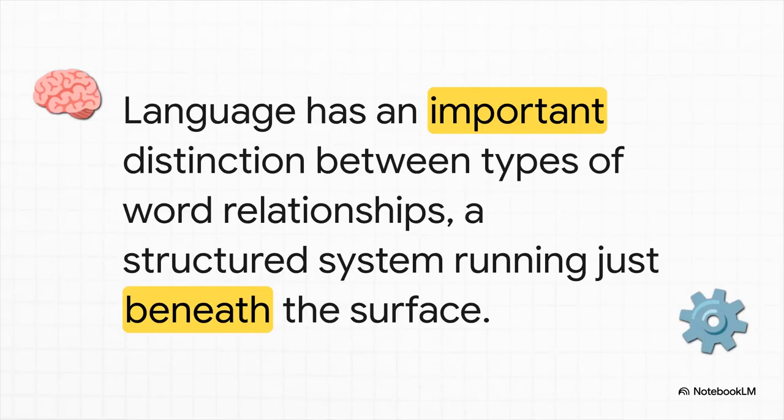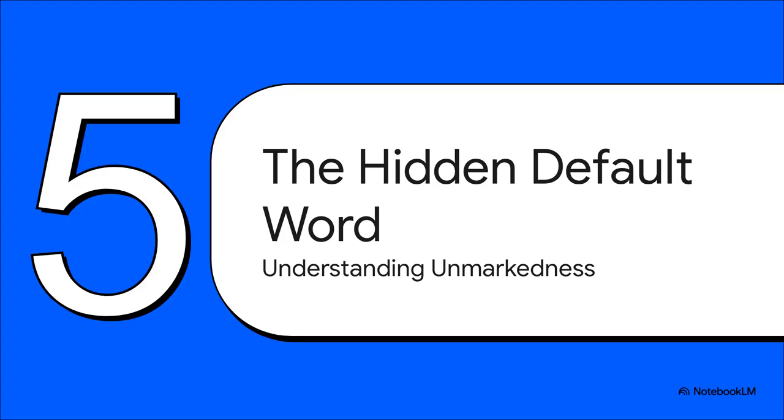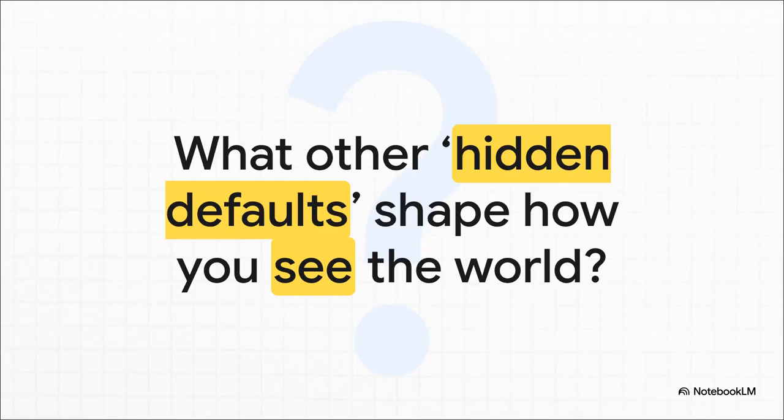So, from on-off switches to dimmer dials and all the way to these hidden default words, the main takeaway is this. The way we use opposites isn't just a random collection of habits. It is a highly structured system with this incredible, invisible logic running just beneath the surface of everything we say. And this whole idea of a hidden default word is probably a lot more powerful than you think. Which really brings us to a final pretty big thought.